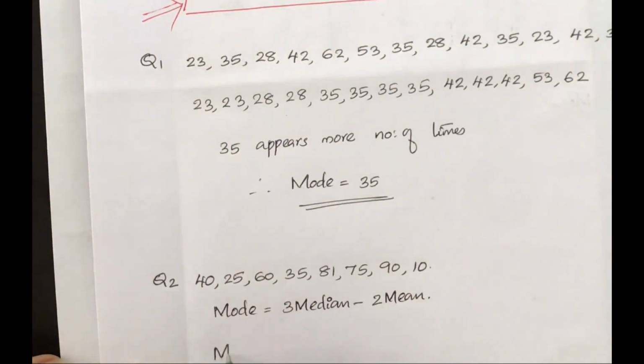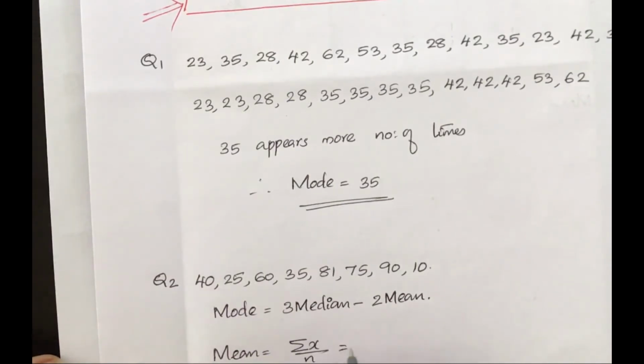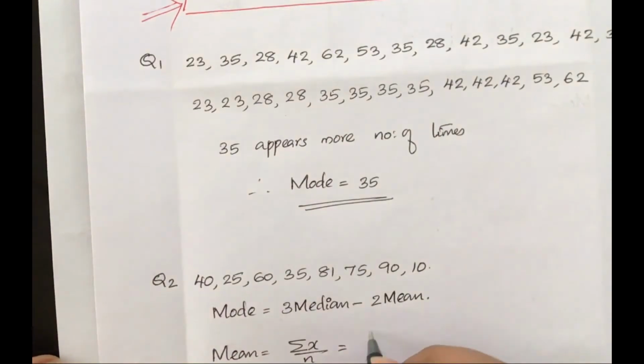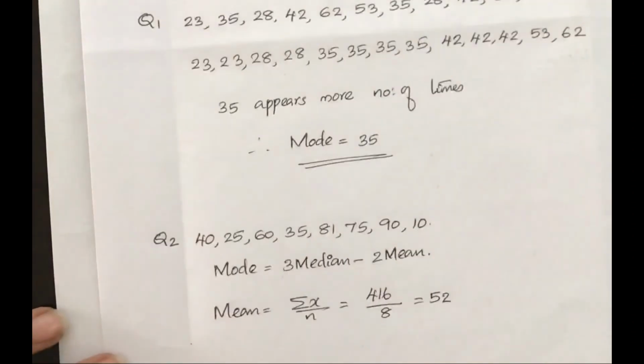Mean is equal to summation x divided by n. I am adding all these values together and dividing by the total number of items. So summation x is 416 divided by 8. So I get mean as 52.